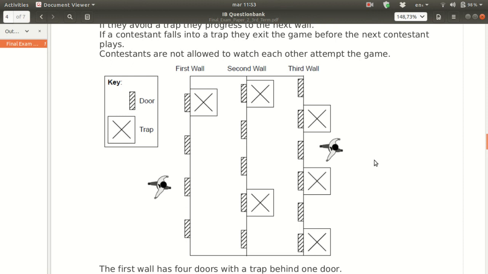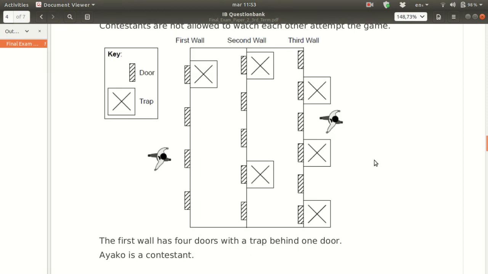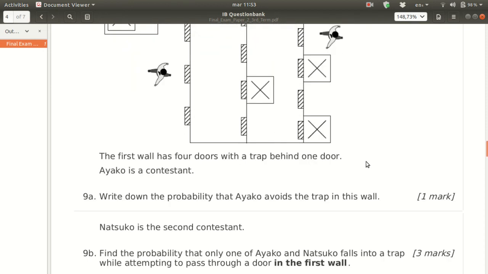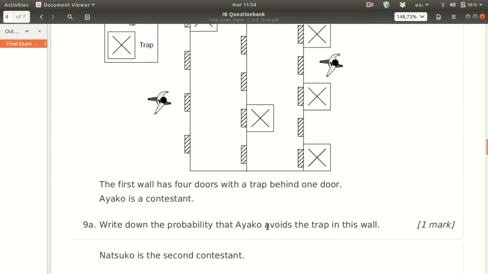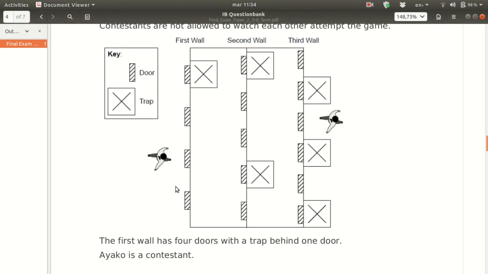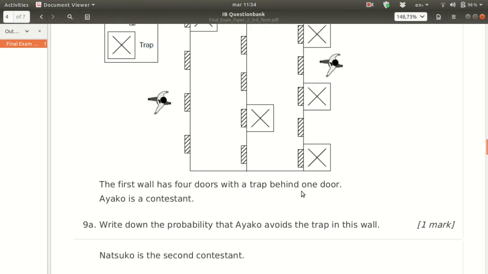That sounds hilarious. Okay, so the first wall has 4 doors, with a trap behind one door. Ayako is a contestant. Write down the probability that Ayako avoids the trap in this wall. So there's 3 good doors out of 4, so 3 out of 4, 75%.